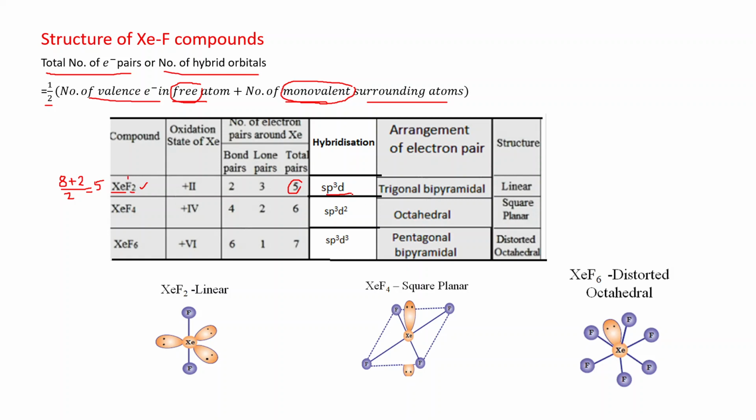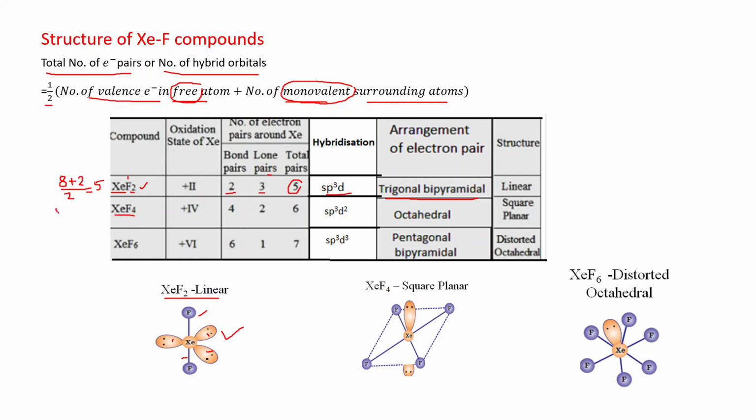But out of these 5 electron pairs, 2 are bond pairs. How can we decide that 2 are bond pairs? Because xenon is surrounded by 2 fluorine atoms. That's why bond pairs of electrons are 2 and the remaining 3 are lone pairs of electrons. These 5 electron pairs are arranged in trigonal bipyramidal manner, but due to the presence of 3 lone pairs of electrons, its geometry becomes linear like this structure. These are the 2 bond pairs of electrons and these are the 3 lone pairs of electrons. Clear, students?